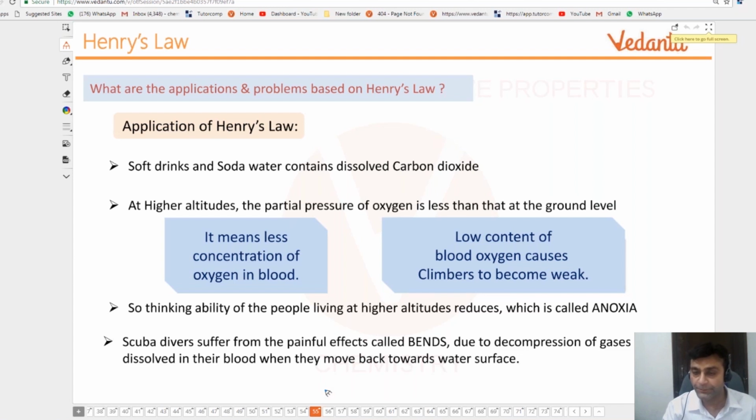Soft drink and soda contain dissolved carbon dioxide, right? So the gas is filled inside those bottles or the cold drinks. Do you know why we fill the carbon dioxide in the cold drinks? Anyone? Why do we compress carbon dioxide? Yes, very good. It is a preservative. Perfect.